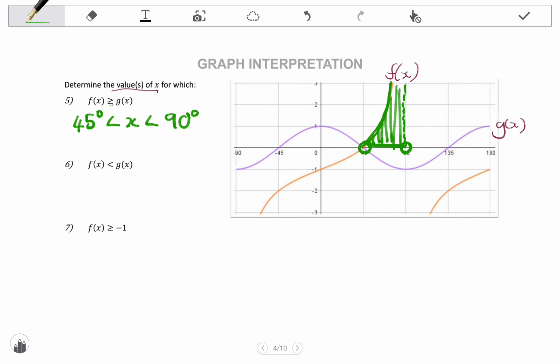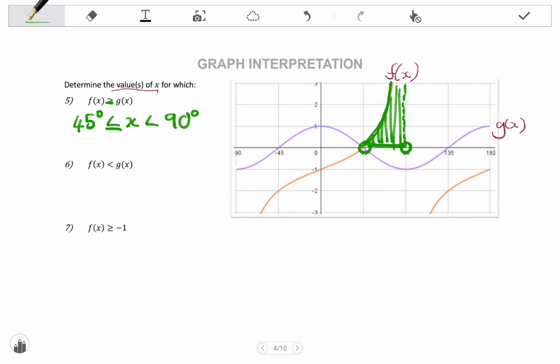Now here we also had that f of x could equal g of x. So we would include any points of intersection, and the 45 degrees was a point of intersection, so we will include that. The 90 degrees was an asymptote, so we do not include that.